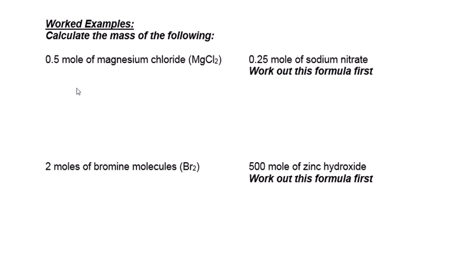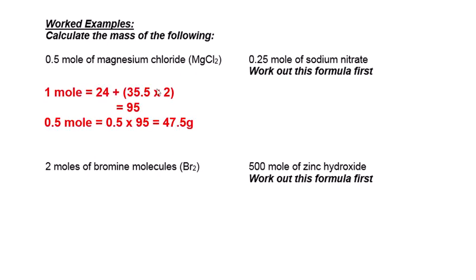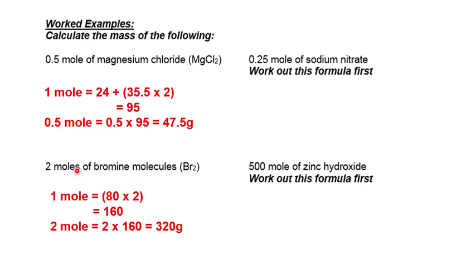So in each case, we work out the mass of 1 mole first. So for magnesium chloride, Mg 24, so you see the 24 there. Chlorine 35.5, so times it by 2, so 1 mole is 95. Half a mole of it, therefore, is going to be 0.5 times 95, 47.5 grams. 2 moles of bromine, so let's work out 1 mole of Br2 first of all, so Br is 80, multiply that by 2. Then that gives you 160, so 1 mole is 160, and then 2 moles is going to be 2 times 160, 320 grams.